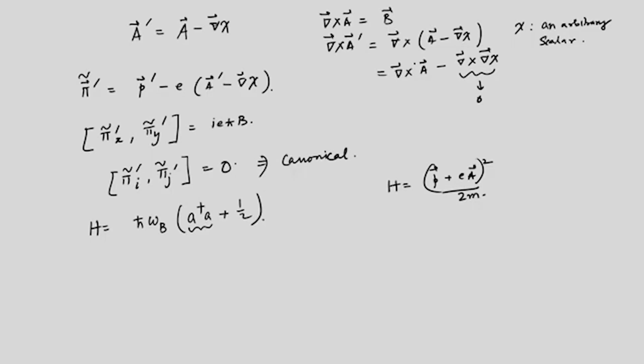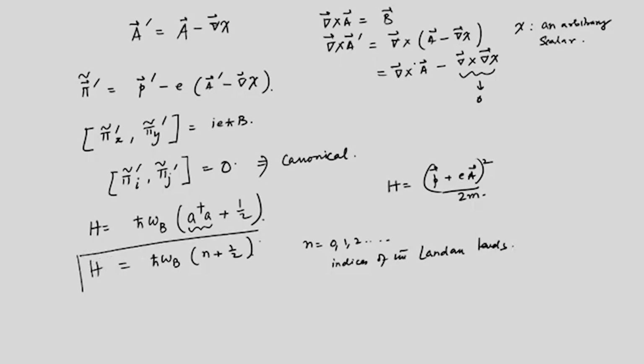So, this is equal to h cross omega b times (n plus half), and n is equal to 0, 1, 2, and so on, which denote the indices of the Landau level. Okay. So, that is our Hamiltonian, now written in terms of the operators. It is the number operator, written in the Fock states.